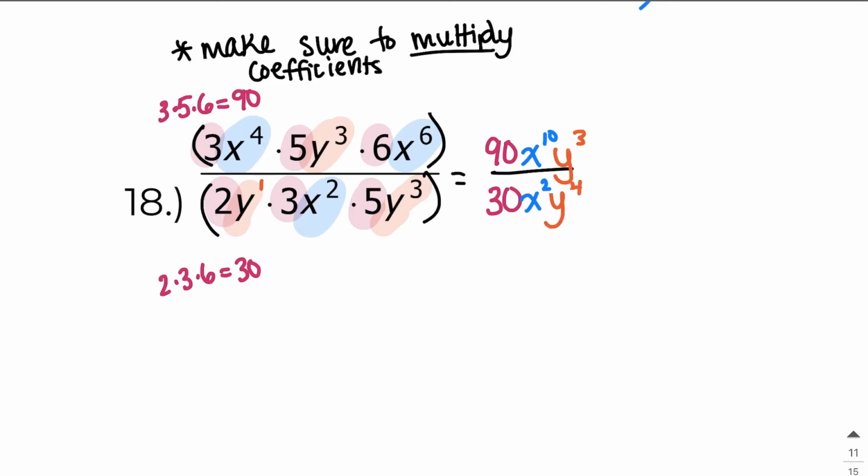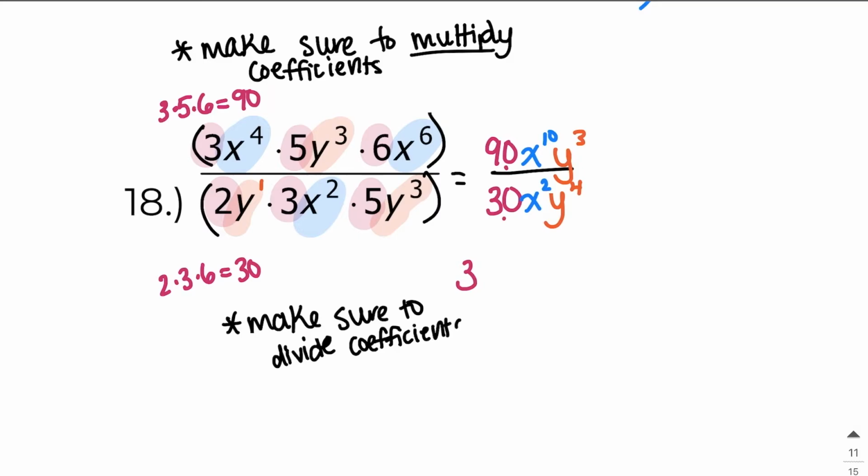So now let's go ahead and divide. So 90 divided by 30 is 3. Same thing, make sure to divide your coefficients when it's time to do division. Pretty much what I'm trying to say here is that these exponent rules only apply to the exponents. The coefficients are just like regular numbers, so we do whatever operation it says. And so here, since this says divided by, we divide the 90 by that 30.